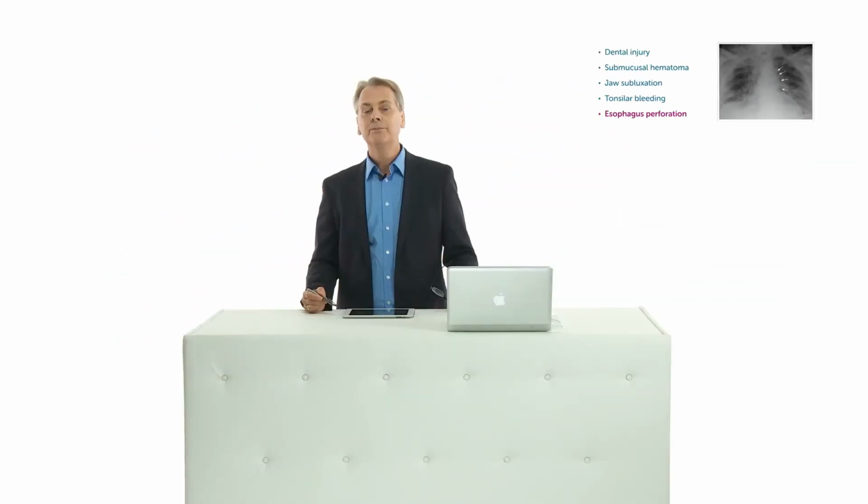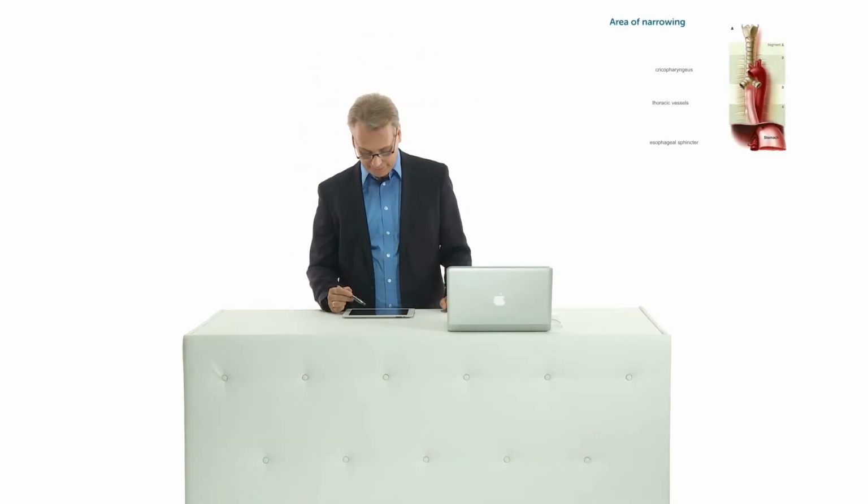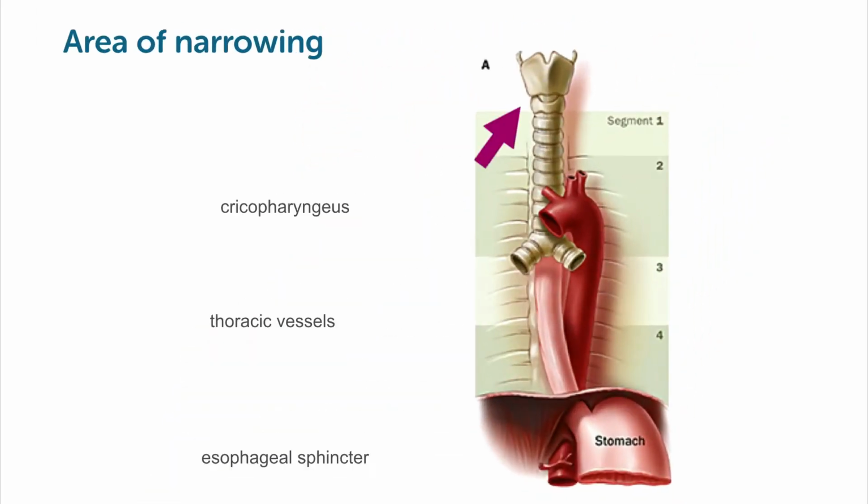Now, where could you perforate the esophagus? I already told you that one reason would be if you have a diverticula, but it's usually the areas of narrowing. And that is somewhere here in the cricopharyngeal area, where you have the thoracic vessels, or further down, where you have the esophageal sphincter.